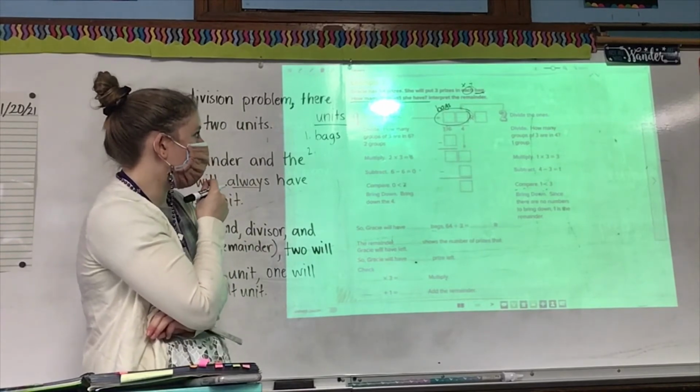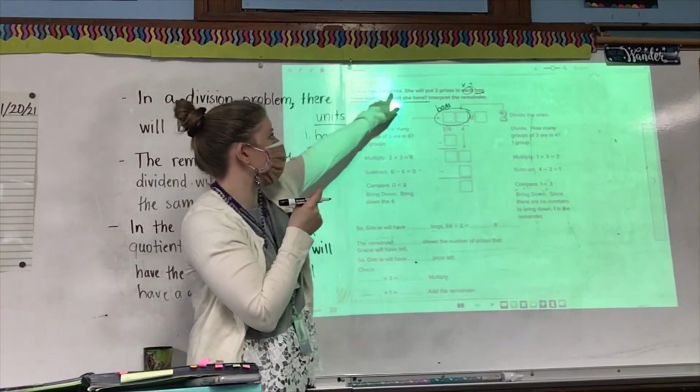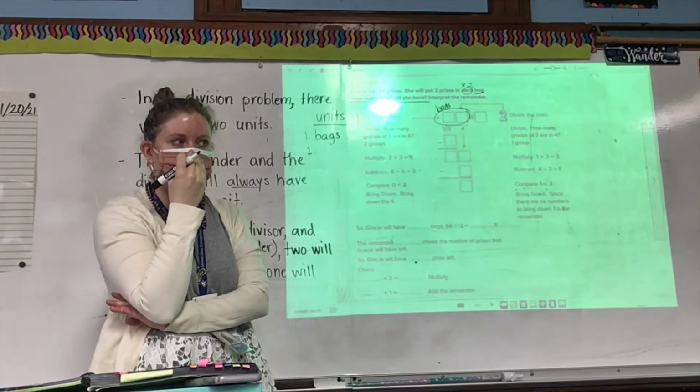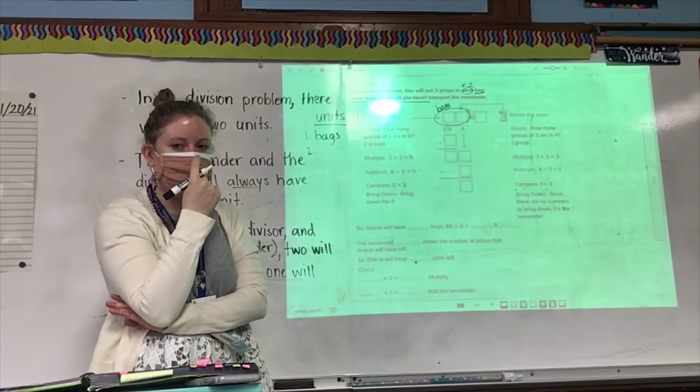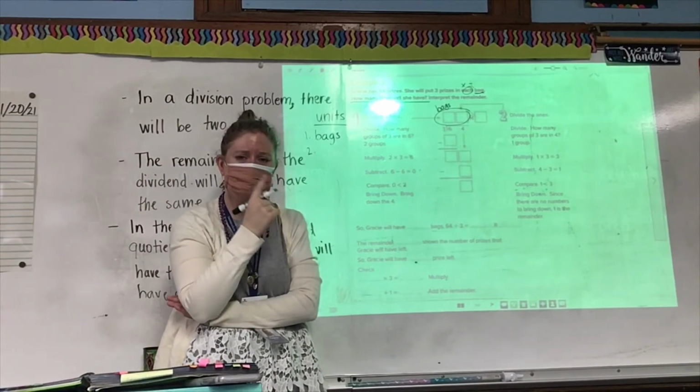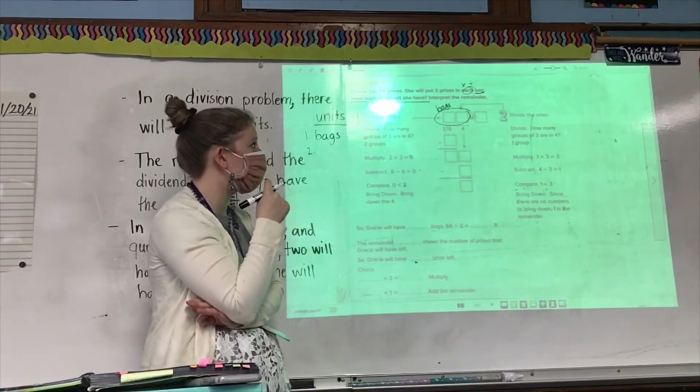Gracie has 64 prizes. I have 2 nouns. I have Gracie and I have prizes. Which one's important? I think you guys are getting it. I just hope that you keep it when you do it on your own. Carla, which one's important, Gracie or prizes?